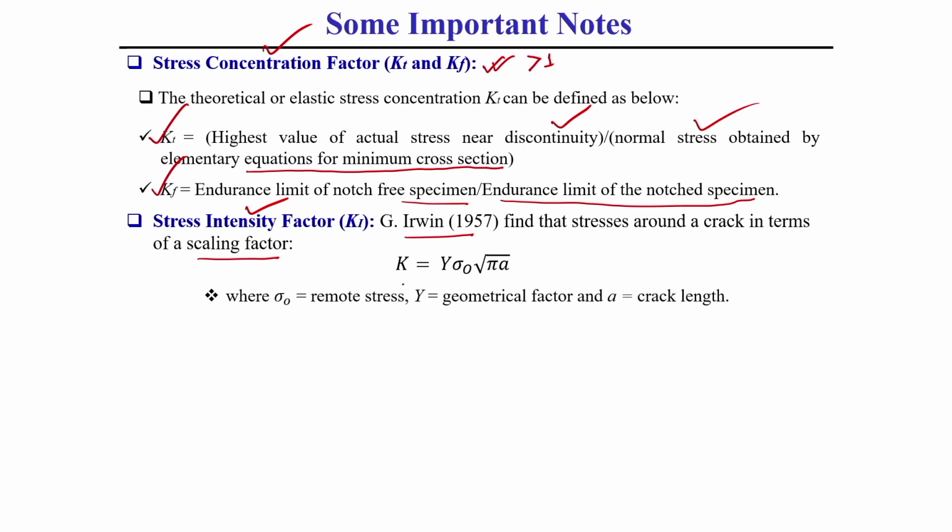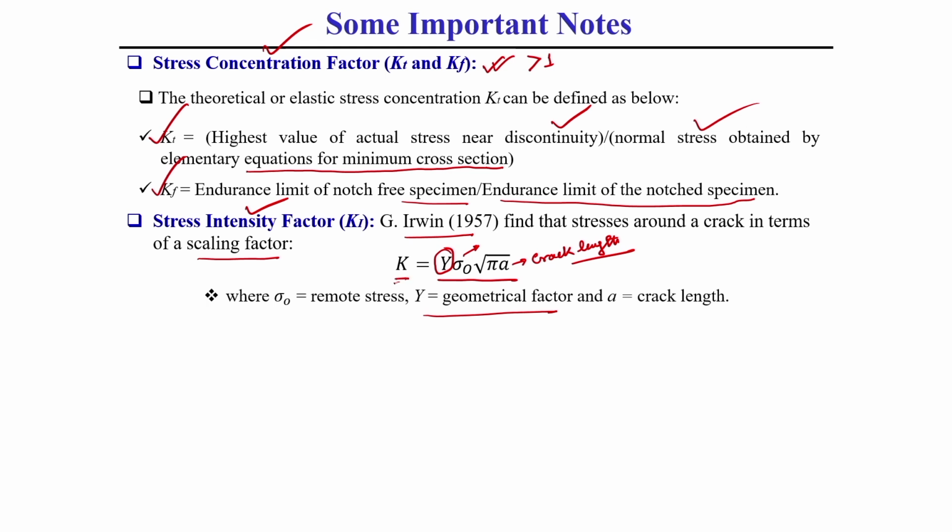This stress intensity factor you can define in terms of Y sigma 0 square root of pi a. Y is generally a geometric constant, or geometrical factor, which I have already written. Sigma 0 is called the remote stress, and a is called the crack length. This you should keep in mind. So this is generally called the stress intensity factor.